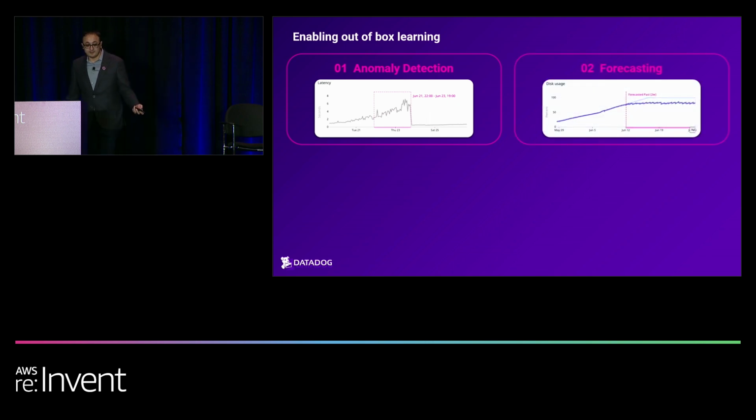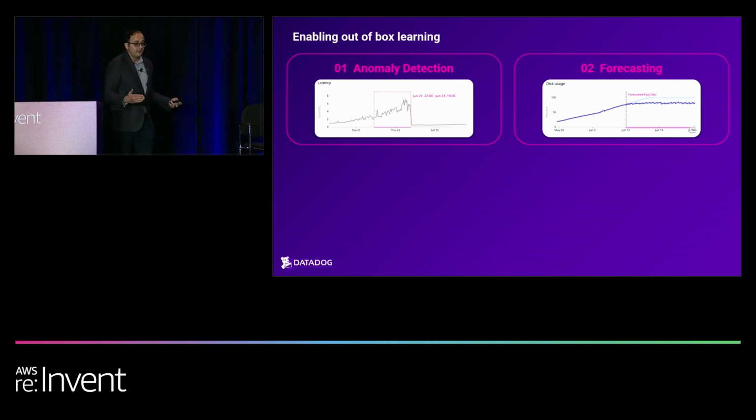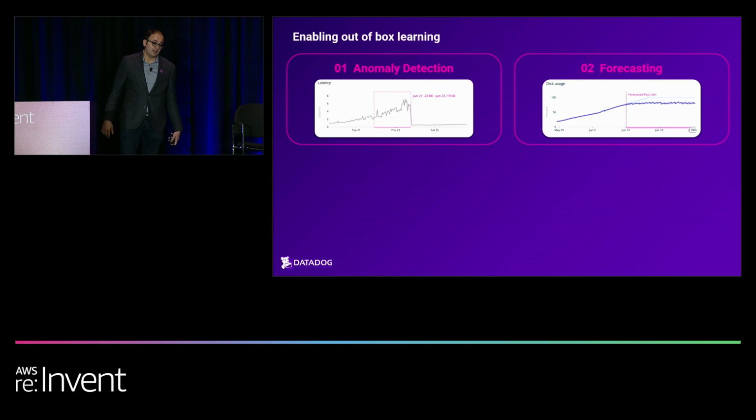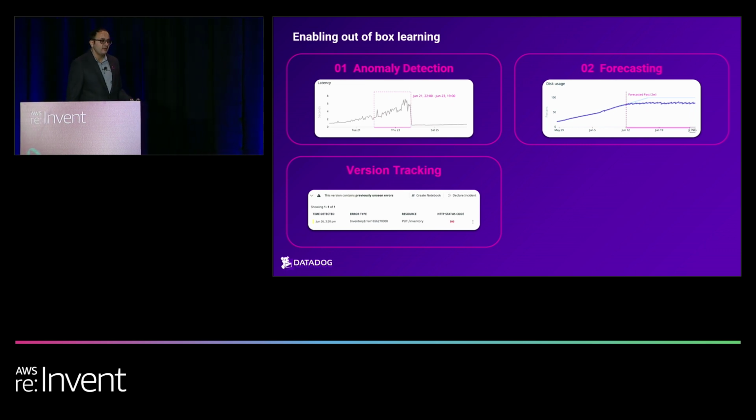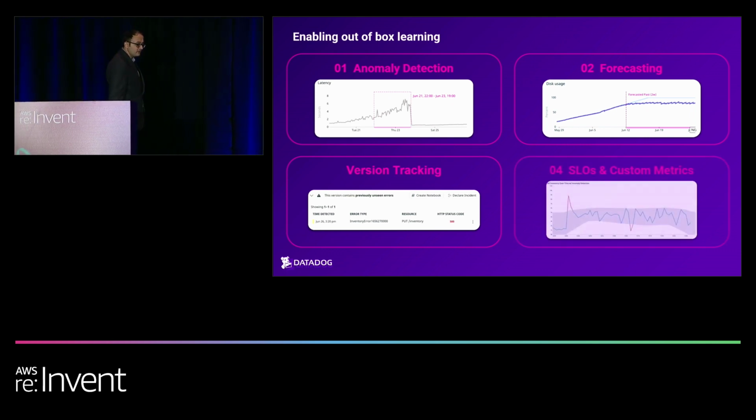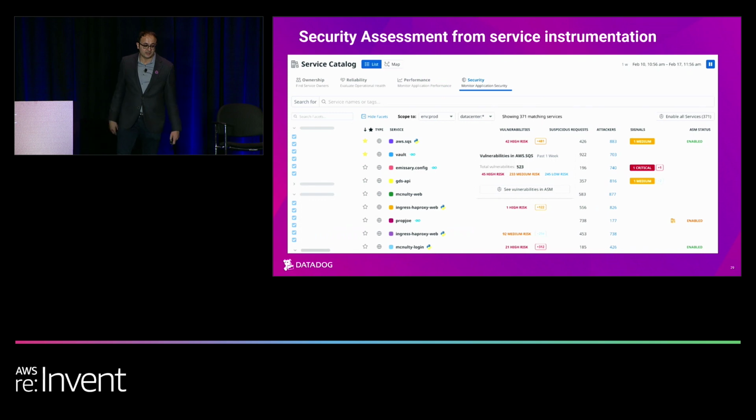Similarly, forecasting, being able to correlate and say that your metric should have been going in a certain direction and it's different. Getting that insight in front of your developers helps them stay ahead of the issues. Version tracking, being able to track every version independently across all your applications. And then SLOs and custom metrics, which we're going to talk about more. But assessing service level objectives for your application and making sure that your entire organization is accountable to those is very important, and this helps you get started.